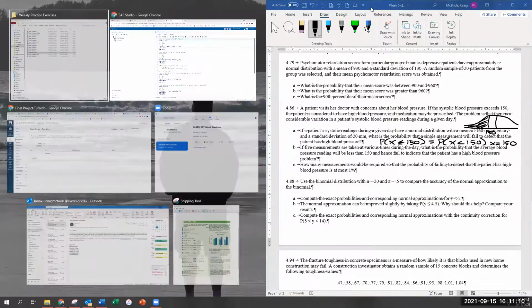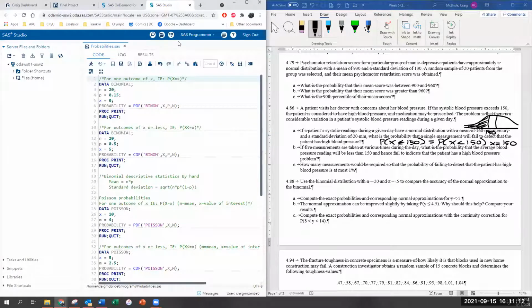Dr. McBride, doesn't that say exceeds 150? Well, they say if it exceeds 150, they have high blood pressure. The question says, what's the probability that you take a measurement and it fails to detect that they have high blood pressure, right? Do you see that? Yeah, I see it now. So that's why it would have to be less than 150, because if it was greater than 150, that would come back and go, oh crap, I've got high blood pressure. But if it's less than 150, it fails to detect high blood pressure.